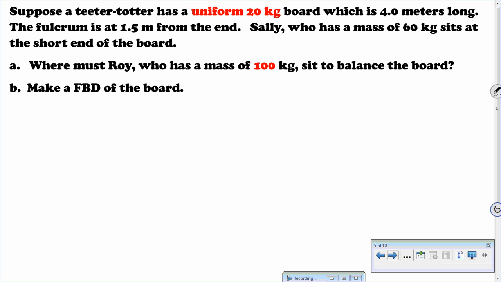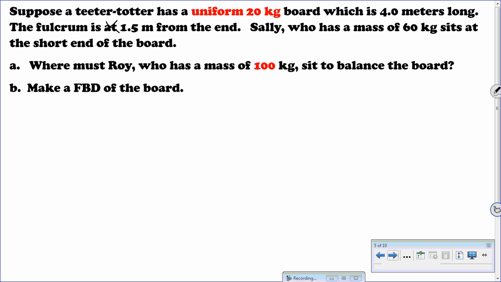I think on your sheet it says that the teeter-totter is massless, right? Here it says, suppose a teeter-totter has a uniform 20-kilogram board, which is 4 meters long. The fulcrum is 1.5 meters from the end. Sally, who has a mass of 60 kilograms, sits at the short end of the board. So the question is, where does Roy have to sit to balance the board?